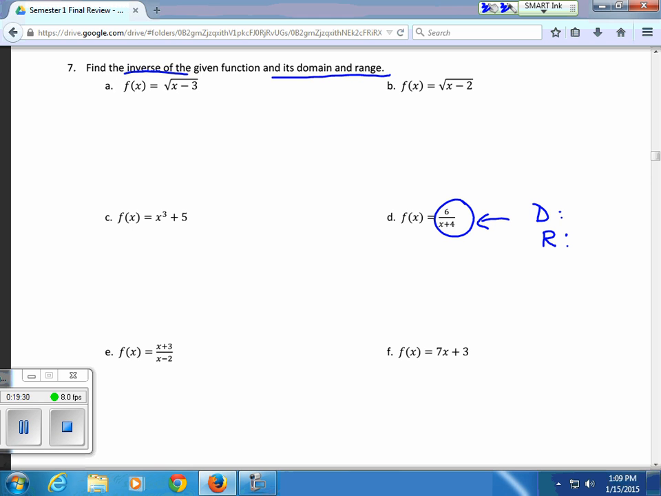So then what's the domain in this thing? Domain is all reals work except what? That's the way I like to think of this. -4. X cannot be -4. And the range of it.